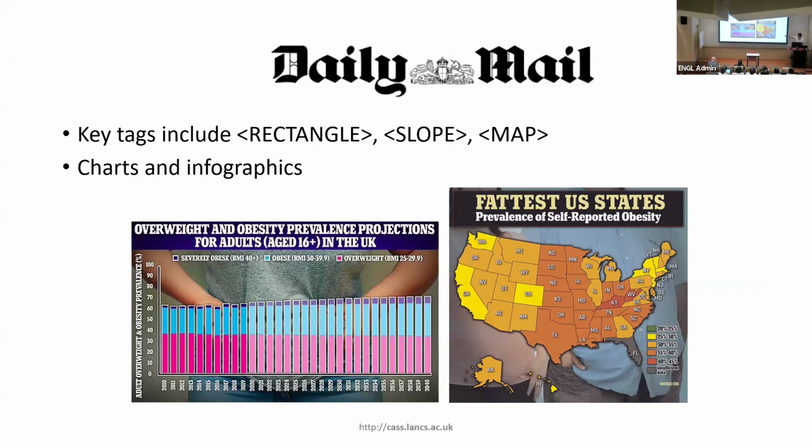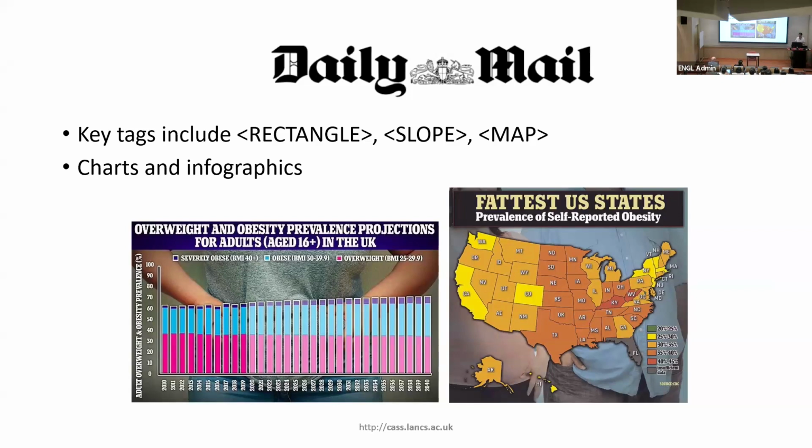So we've got the bar chart here with projections of rates of obesity in the UK, and the bars are the reasons why this gets tagged as rectangle. It's those shapes. Second one is a graphic of America showing rates of obesity, and that's why we get the map tag coming up so much.